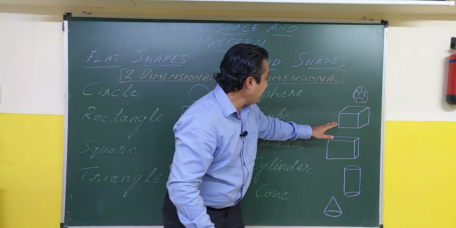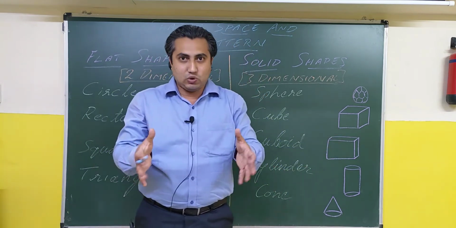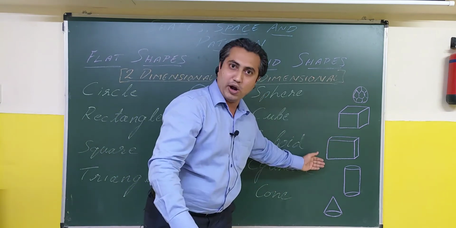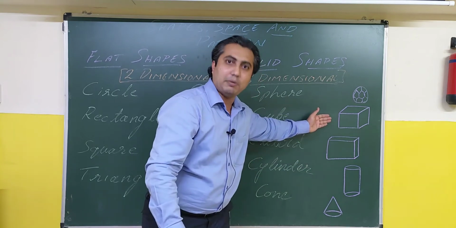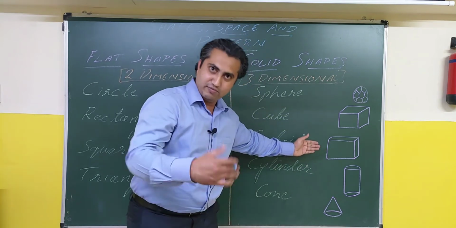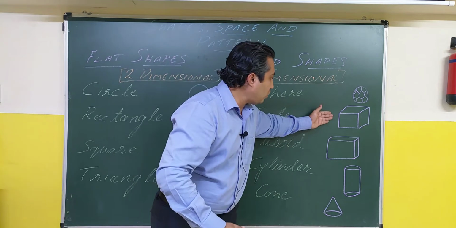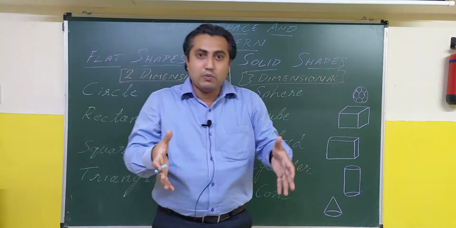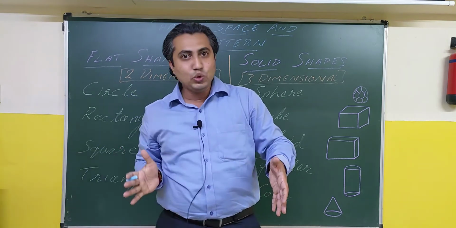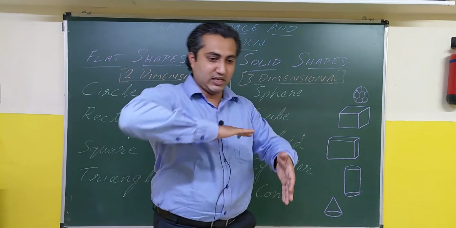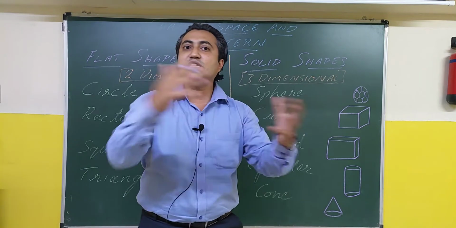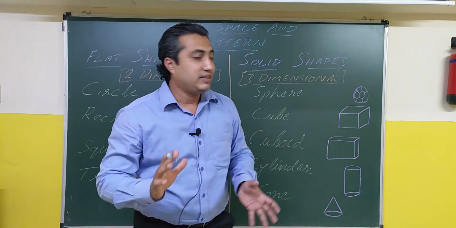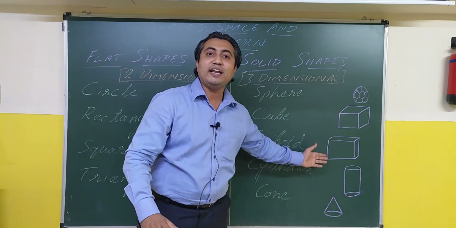Okay, next one, cube. Cube मतलब a box. Okay, एक box को cube या cuboid बोल सकते हैं. We will study the difference between cube and cuboid within 5 minutes. For example, you have a box. एक face, दूसरा face, third face, fourth face, fifth face, sixth face. It has different faces. That is why it is called a solid shape.